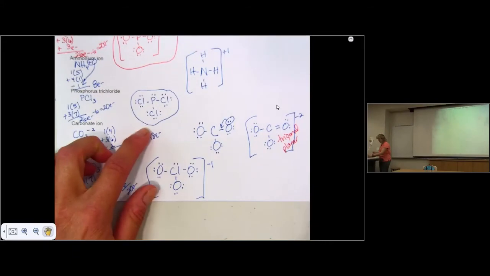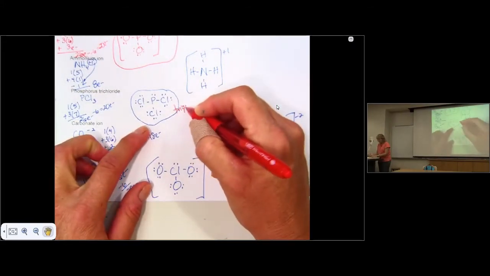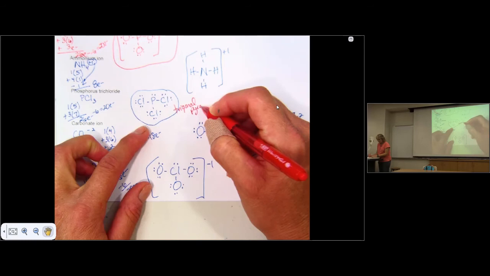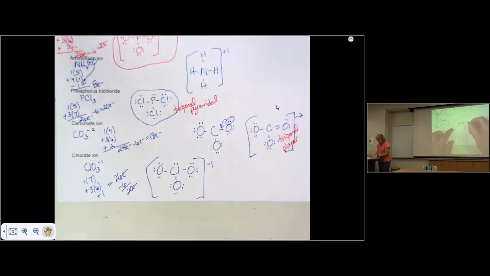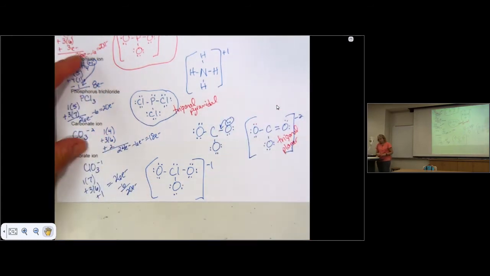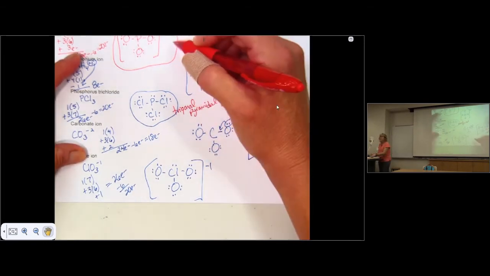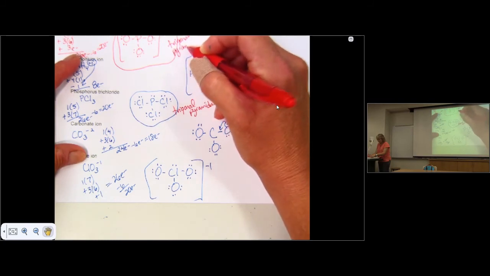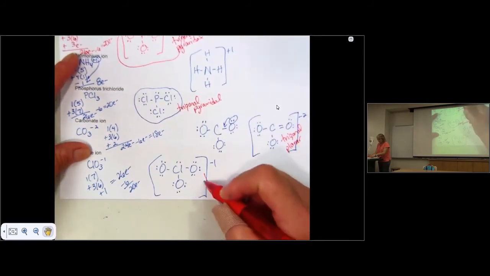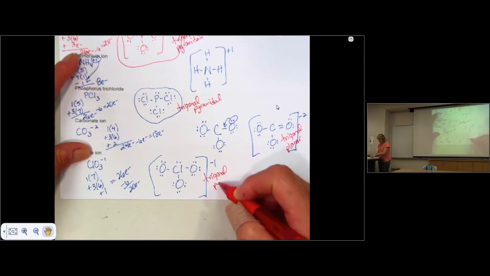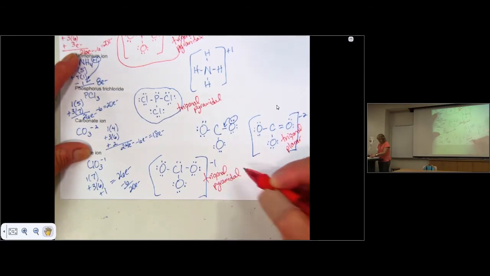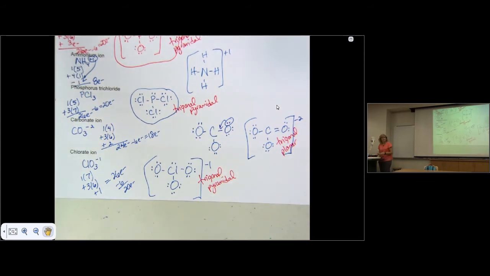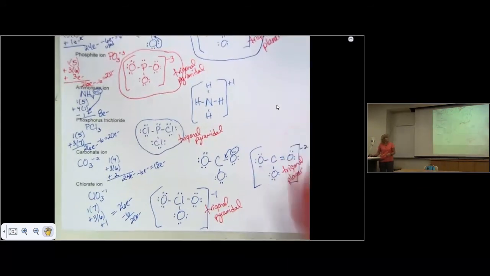Phosphorus trichloride. So down here, phosphorus trichloride is trigonal pyramidal. Who else? Phosphite and chlorate. That's right, we have a ton of these. Ton, 3. Several. Does that make sense? You see those?